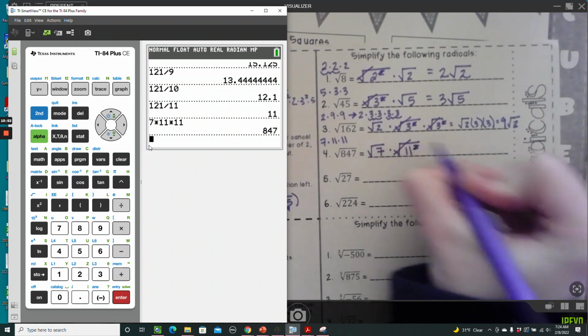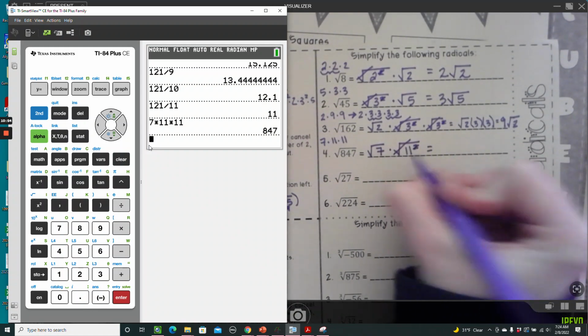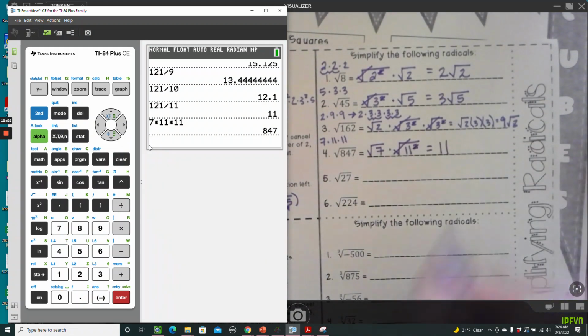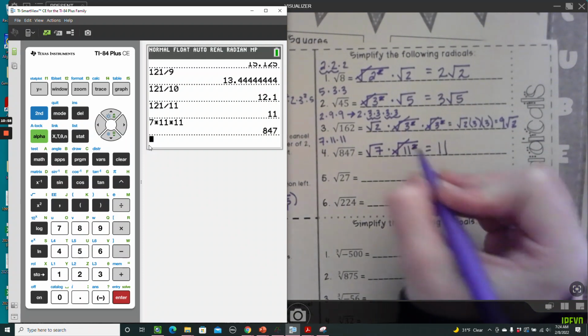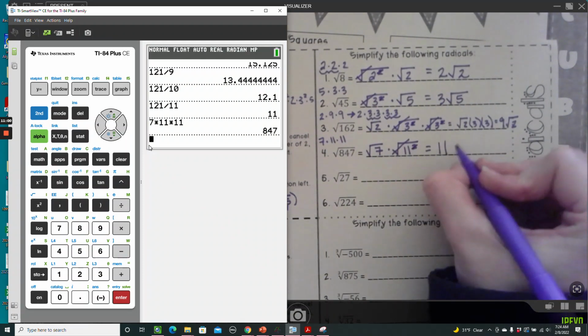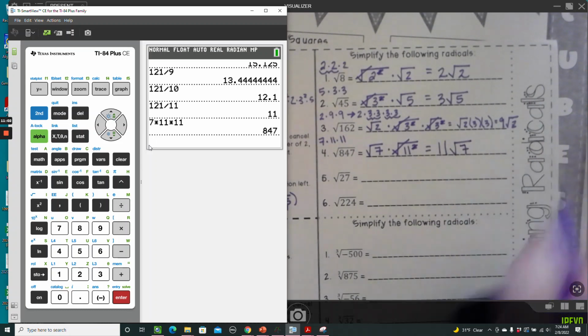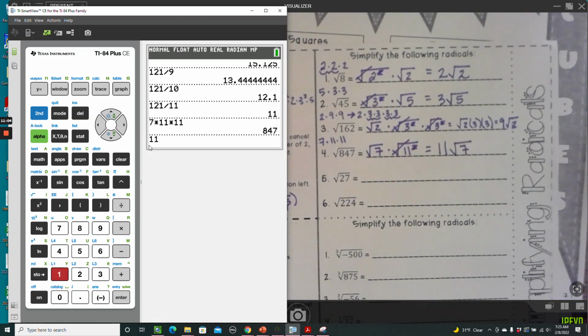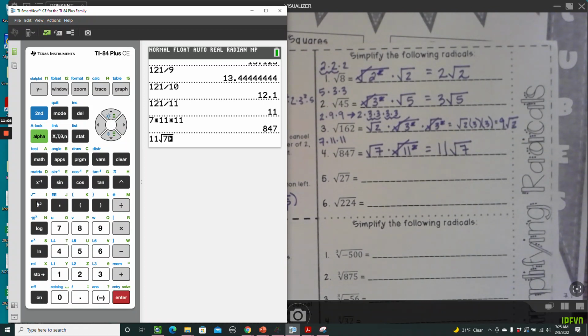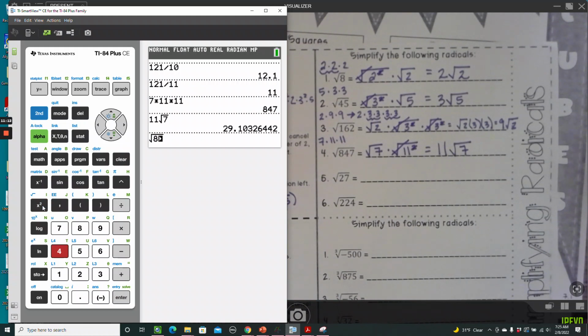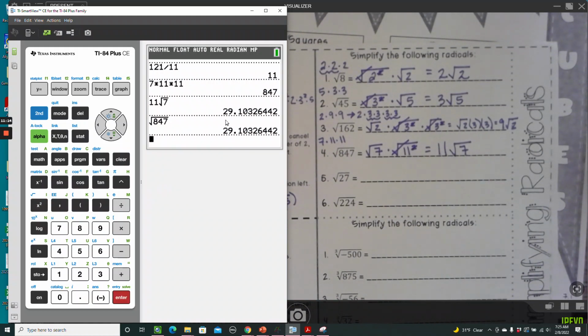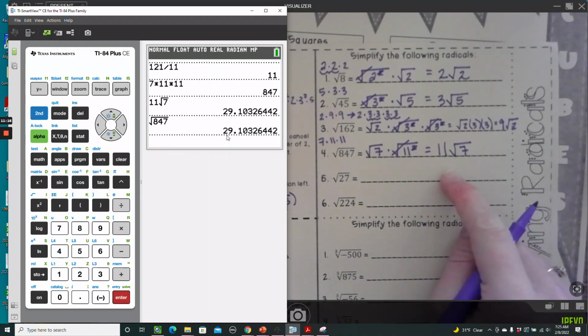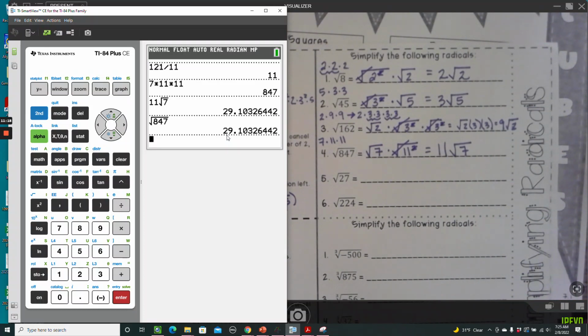So this is going to cancel. I want to write this 11 first because it's the prettiest, no frills on it. And then tack on the square root of 7. Again, you can check your answers also. I can type in 11 times the square root of 7, and then I can type in the square root of 847 and see that I get the same thing, which means that I did simplify this correctly.